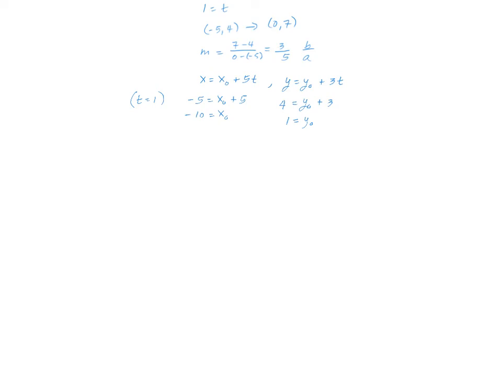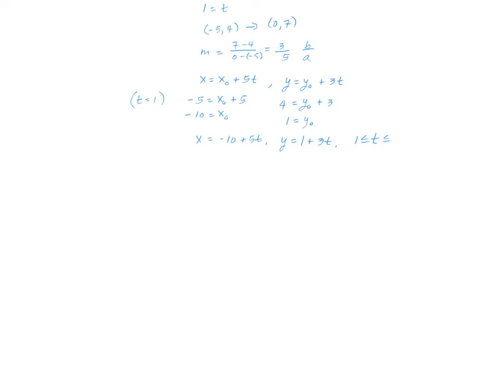So this is good. I have my x sub 0, y sub 0, and I also have my a and my b. So now I have x equal to -10 plus 5t, y equal to 1 plus 3t. And then we'll just verify, this starts at 1, doesn't it? How do I know it ends at 2?